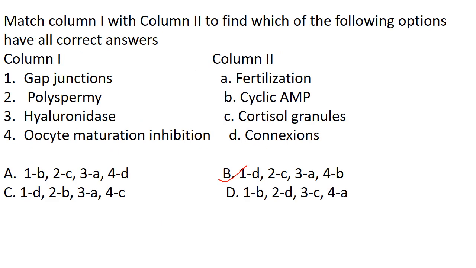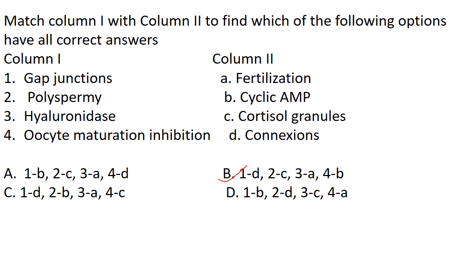Then match column 1 with column 2 to find out which of the following options have all correct answers. So this is column 1 and this is column 2. So gap junctions, they are connexins. So 1D. If you see B and C, they have got 1D. So A and B can be ruled out. Then polyspermy is cortical granules. 2C. So option B may be the answer.